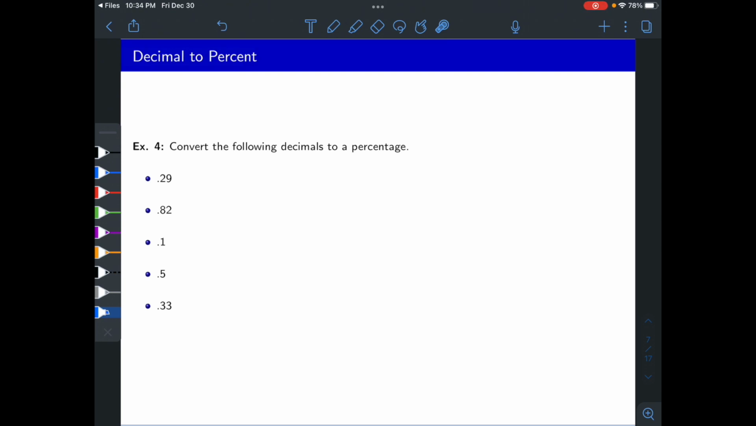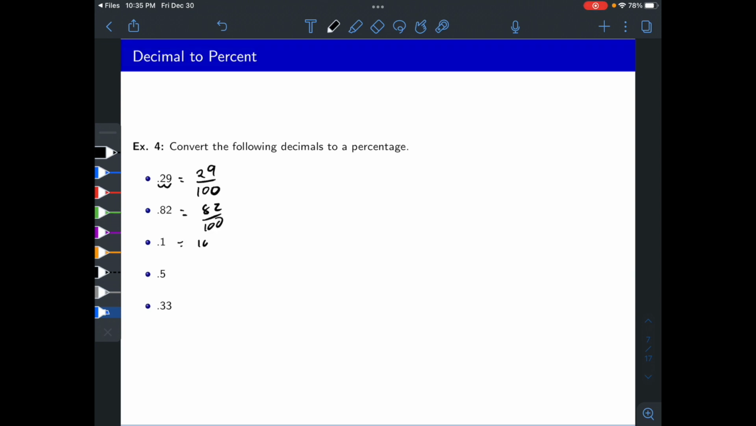Okay, and then decimals to percentages. 0.29. So it's easy to convert a decimal to a percentage usually, just because you can do the opposite of what we were just doing, where we just move the decimal right 2 places, and then it's now a fraction out of 100. So 0.29, reversing the same process that we talked about in the previous slide, is just 29 out of 100. 0.82 would be 82 out of 100.